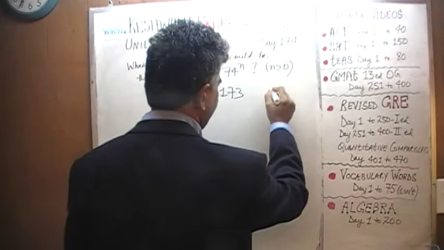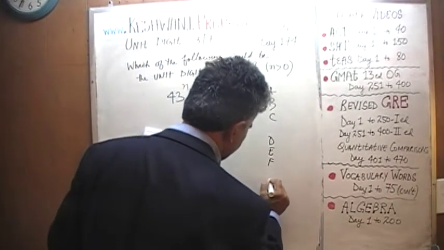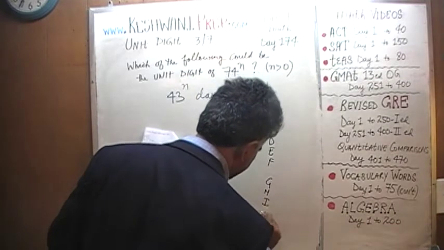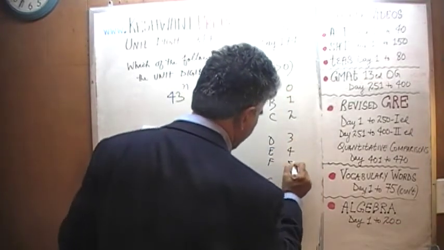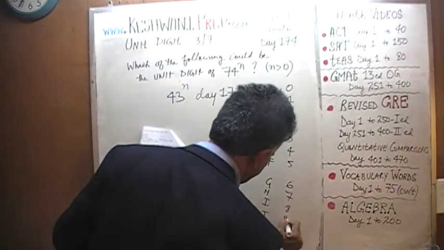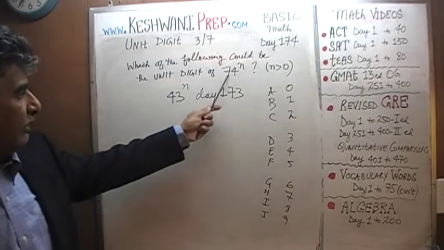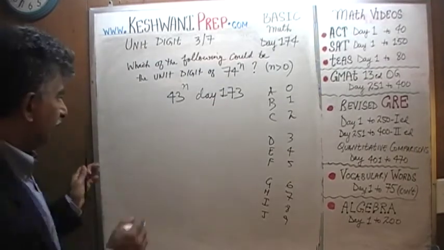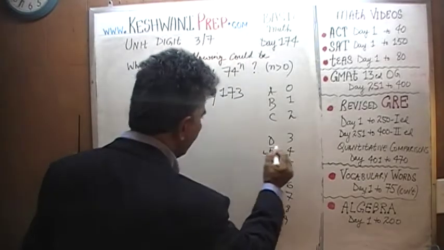The answer choices are again the same as before: A, B, C, D, E, F, G, H, I, and J. 0, 1, 2, 3, 4, 5, 6, 7, 8, and 9. What do you suppose 74 raised to n can end in? It's very simple. We just start out. 74 raised to the first power is just 74. It will end in a 4.